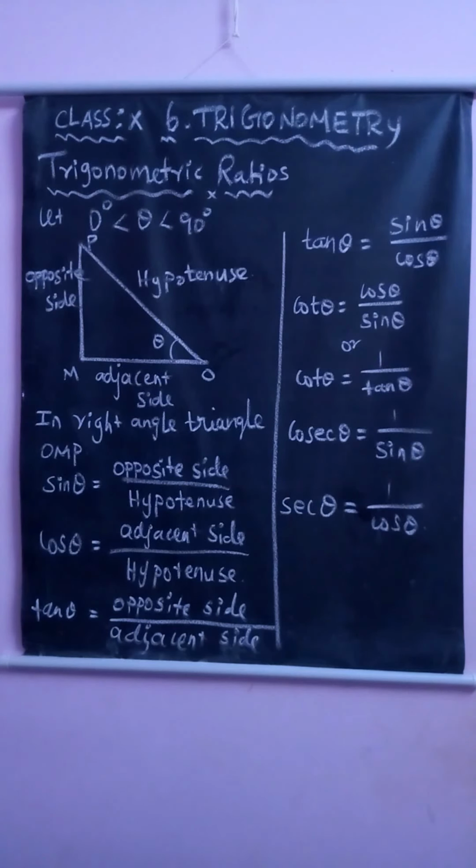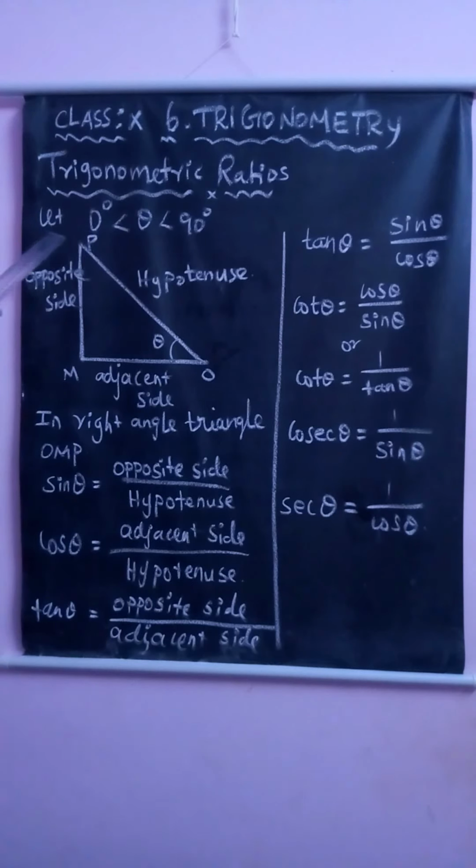Now our new chapter is trigonometry, the 6th chapter. Trigonometry is the type of mathematics that deals with the relationship between the sides and the angles of a triangle. First we recall trigonometric ratios.